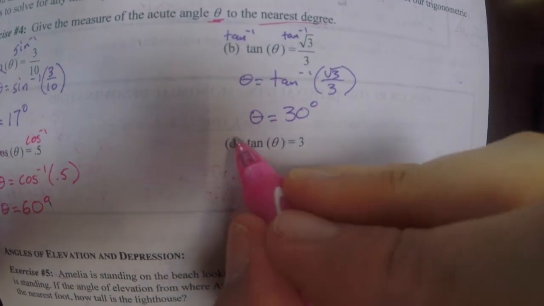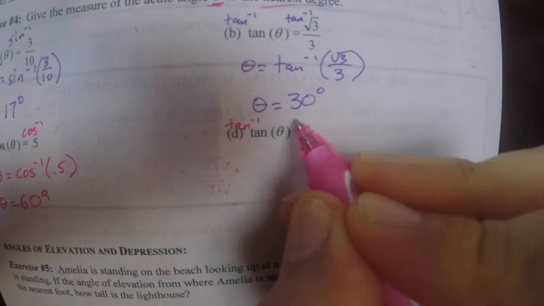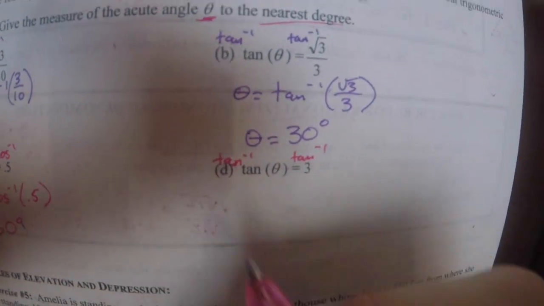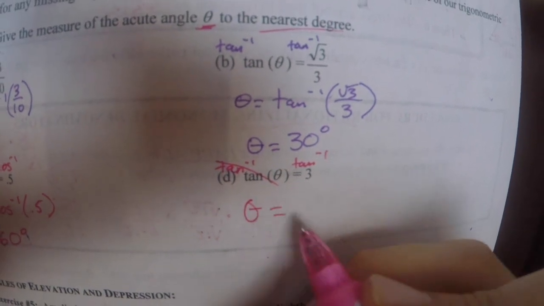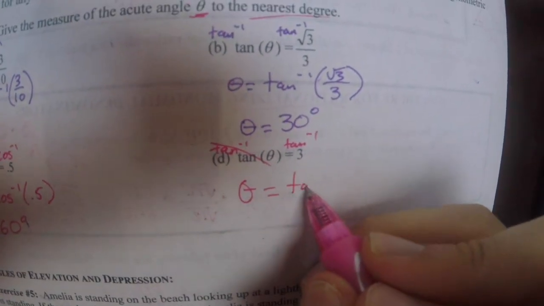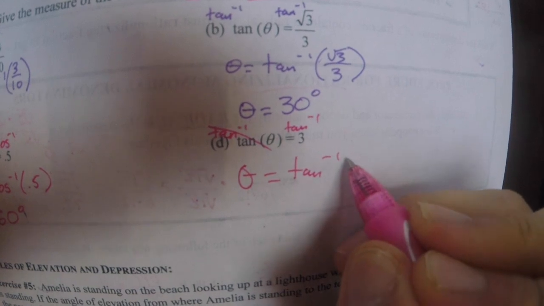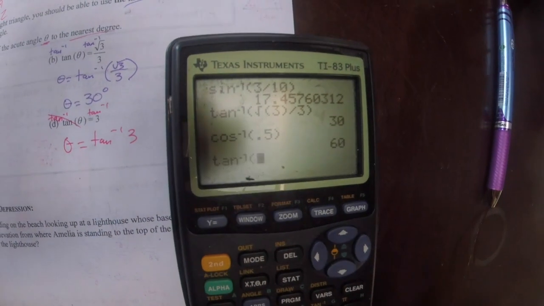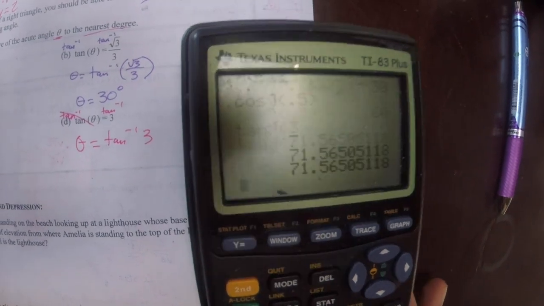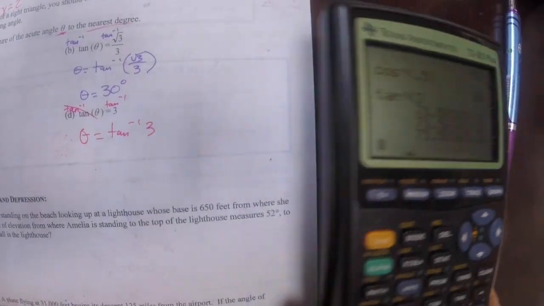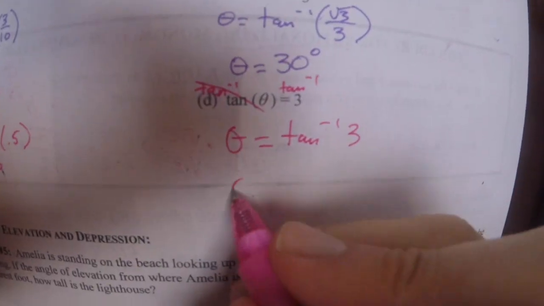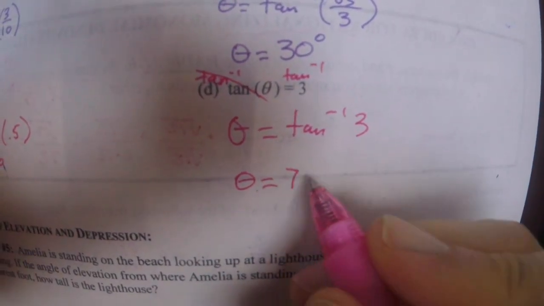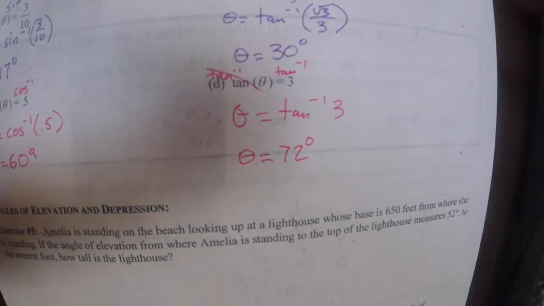All right. Last but not least, I have to do the arctan to both sides. These will cancel, so I'm just left with theta equals the arctan of 3, which my calculator tells me is 71.56. So I would round that up, and I get 72 degrees.